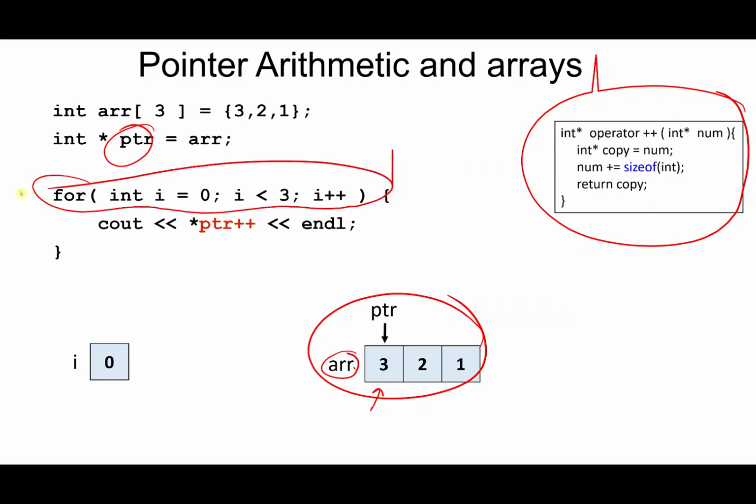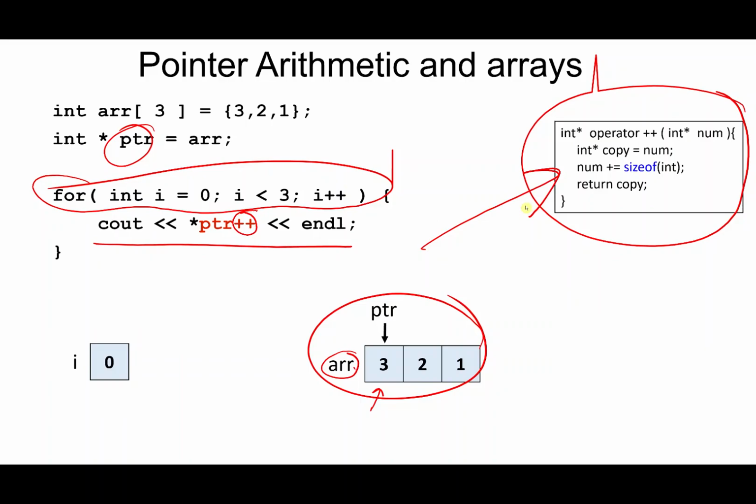I is going to go through 0, 1, and 2. Now I'm going to show you only what happens in one iteration, how that works. And this is the most important thing. Now we do asterisk PDR plus plus, how that works. So I'm doing plus plus, which means I'm using this function.